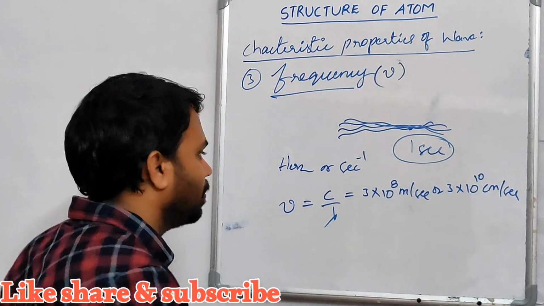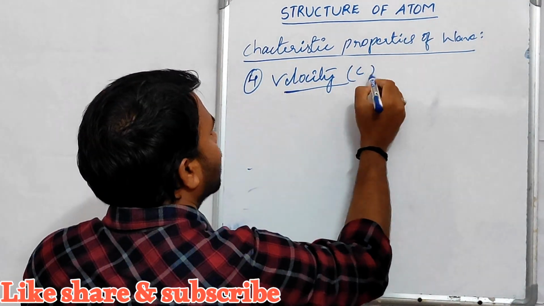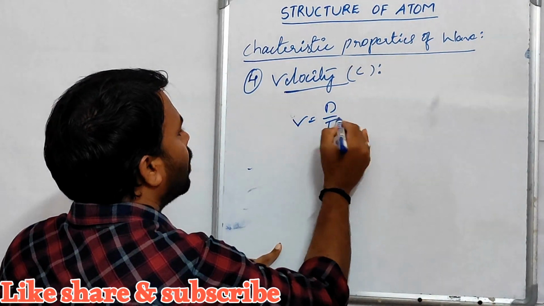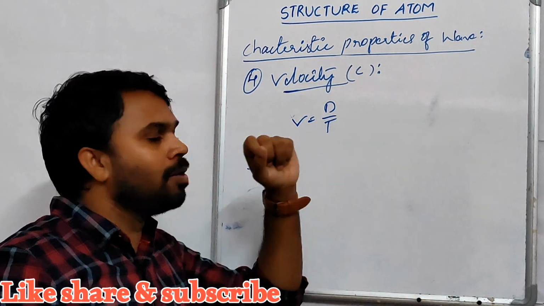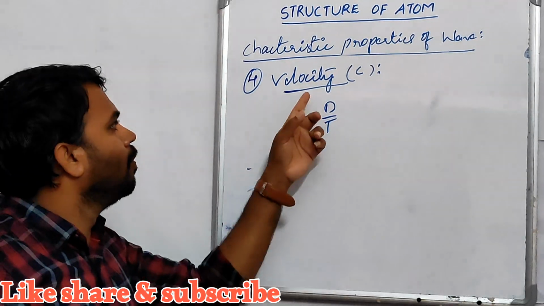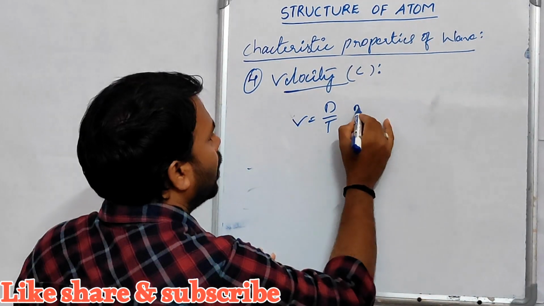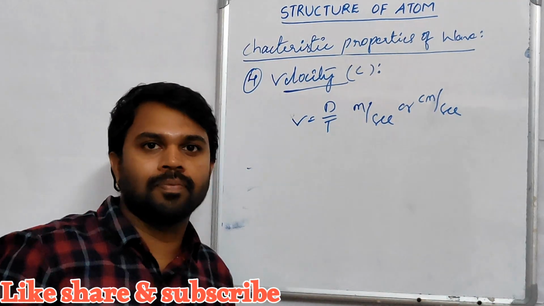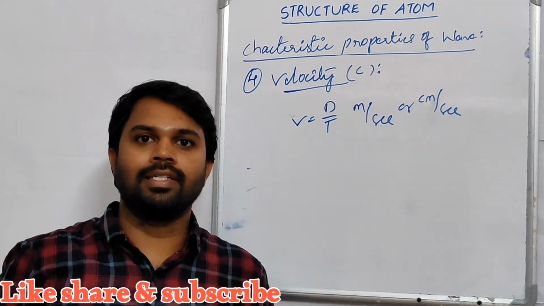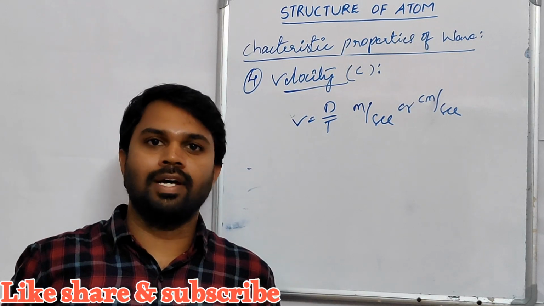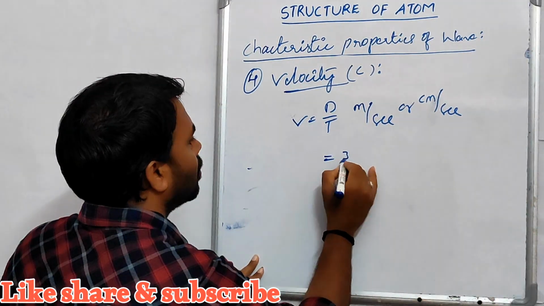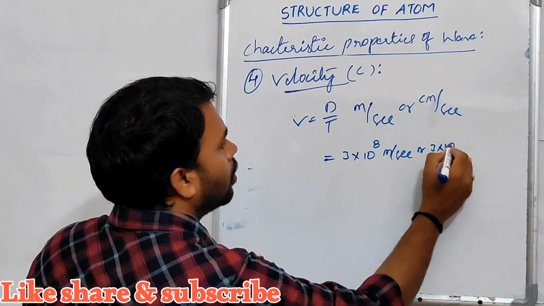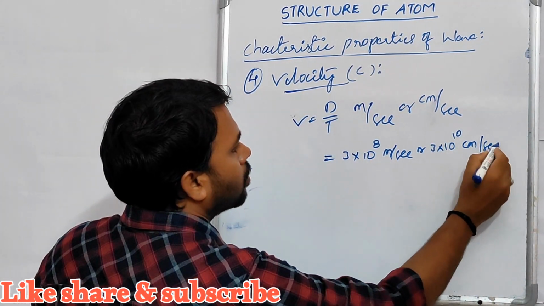Now come to the velocity. It is indicated with c. The general formula of velocity is distance by time. Similarly, the distance traveled by a wave in 1 second is called velocity. Units are meter per second or centimeter per second. All types of electromagnetic radiations have the same velocity, which is equal to the velocity of light, that is 3 into 10 to the power of 8 meter per second, or 3 into 10 to the power of 10 centimeter per second.